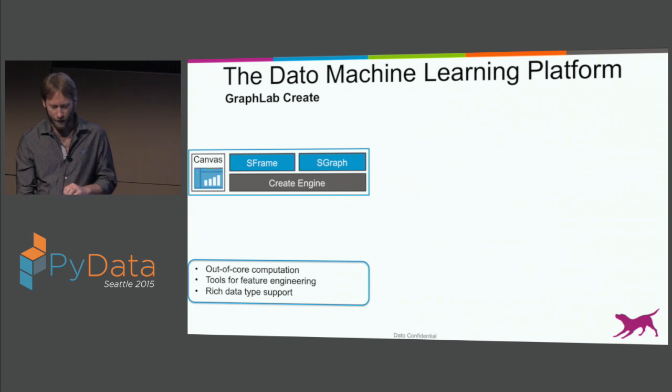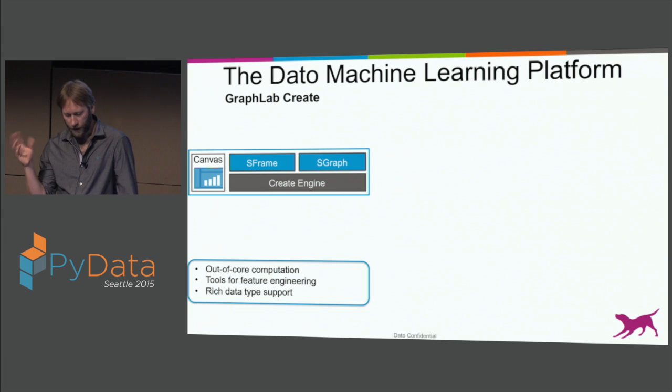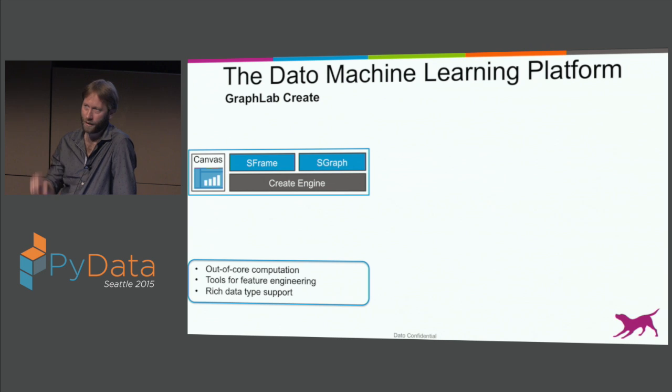So what I talked through here is our platform, which has 3 different products. First, GraphLab Create. Jay talked about S-frames and S-graphs. These are our fundamental data structures to make all data manipulation and exploration tasks with machine learning easier. We have out-of-core computation, tools specifically for feature engineering, and rich data type support, which means you can keep your data as a nested dictionary in an array and directly feed that into an algorithm. You don't have to do this annoying process of going back and forth between dense data and sparse data.